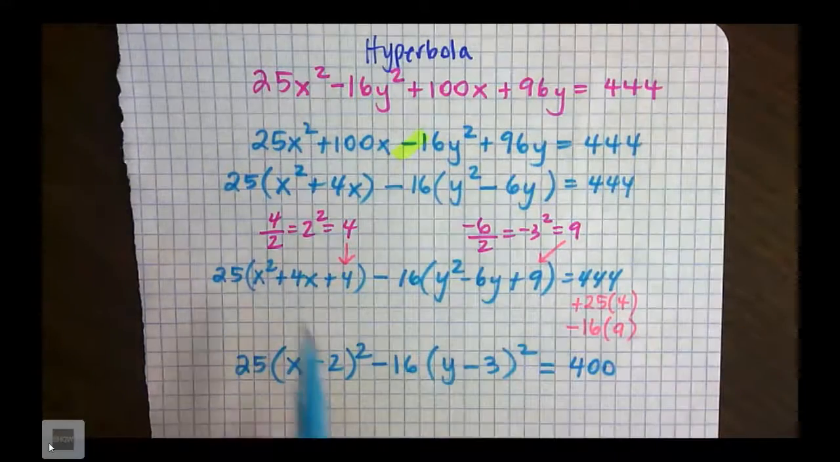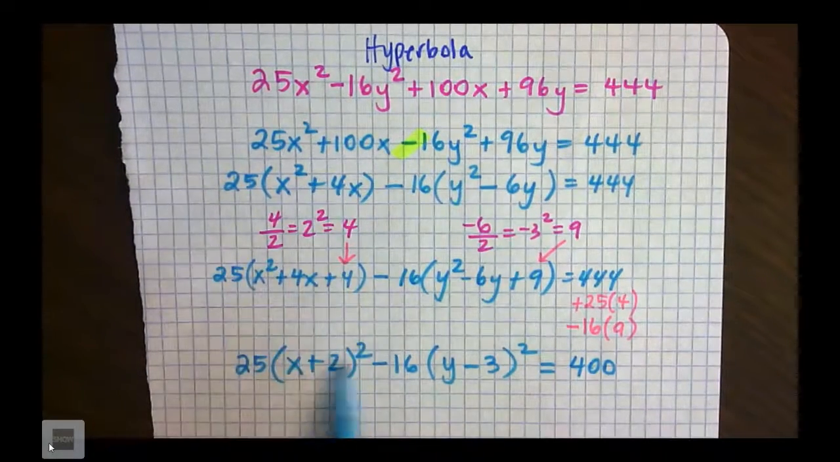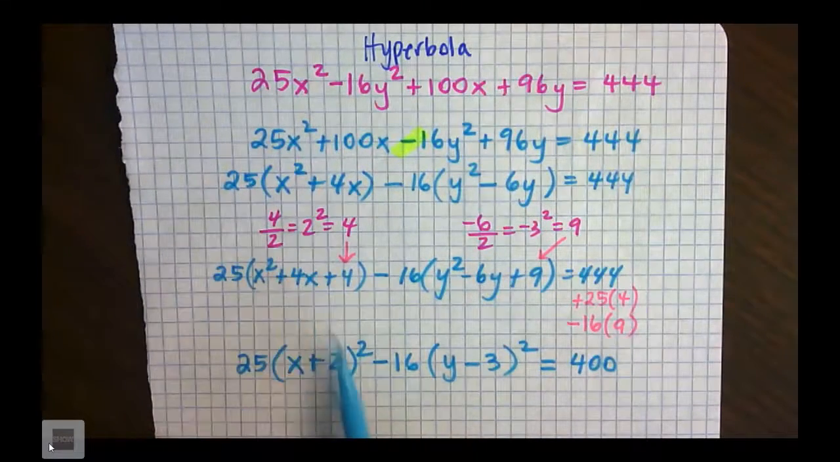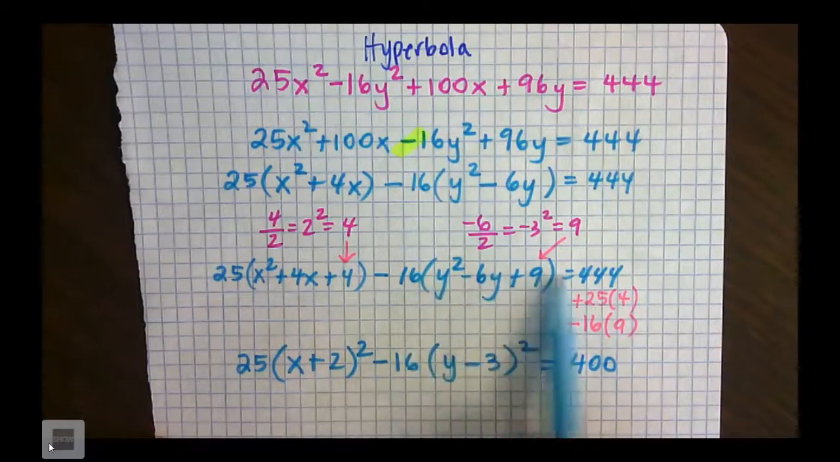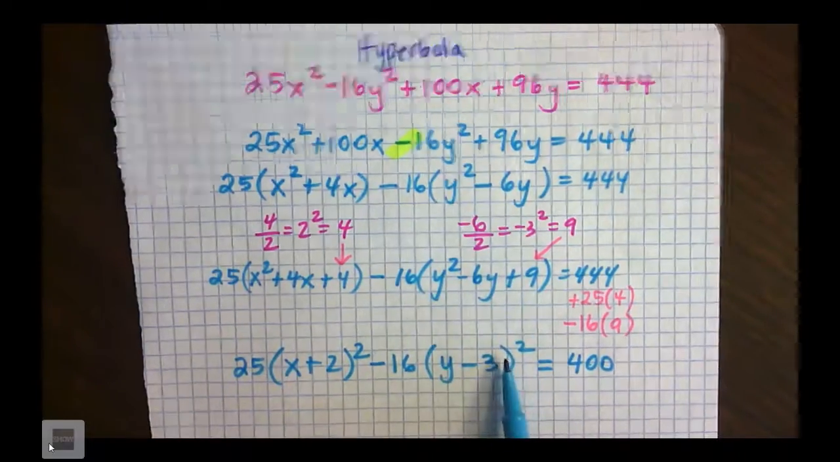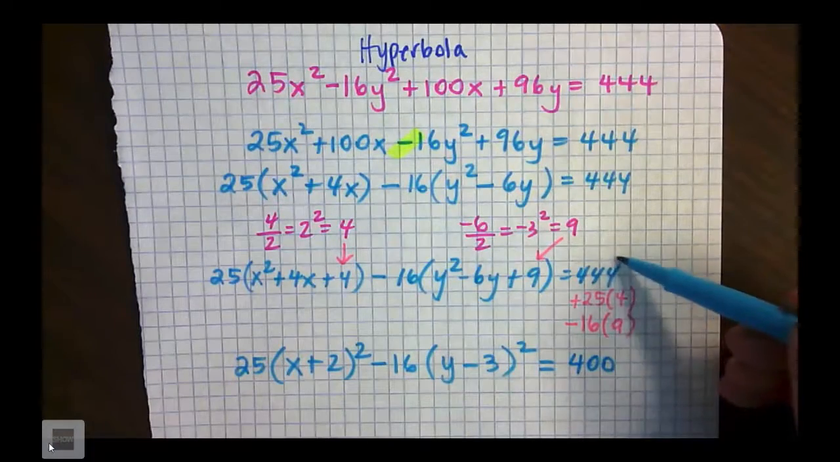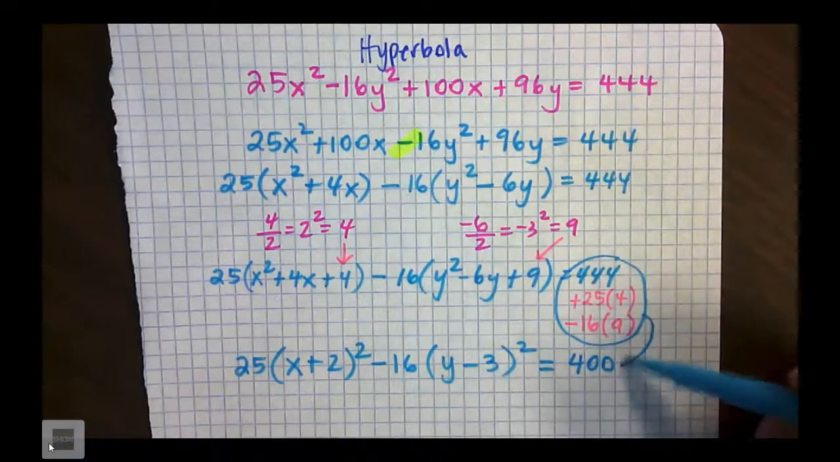So as you can see here, I took this trinomial and that factors to x plus 2. But remember, when you divide by 4, that 2 is what goes on the inside. I took this trinomial here and I factor, I get that. But remember, divide by 2, that negative 3, what goes on the inside. And then when I simplify all of this, we end up with 400.